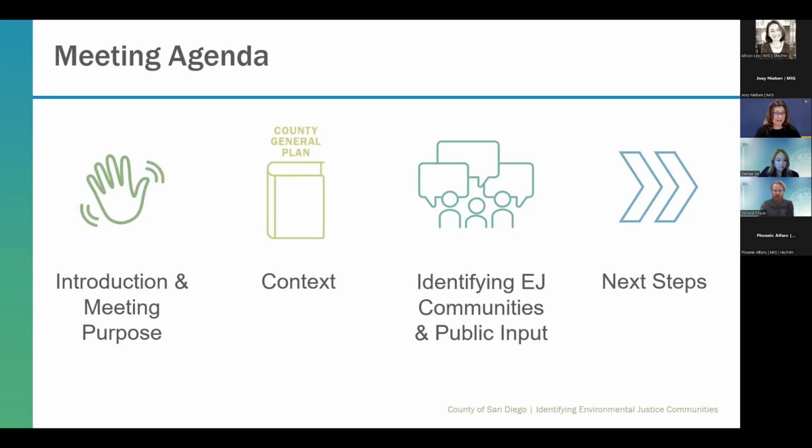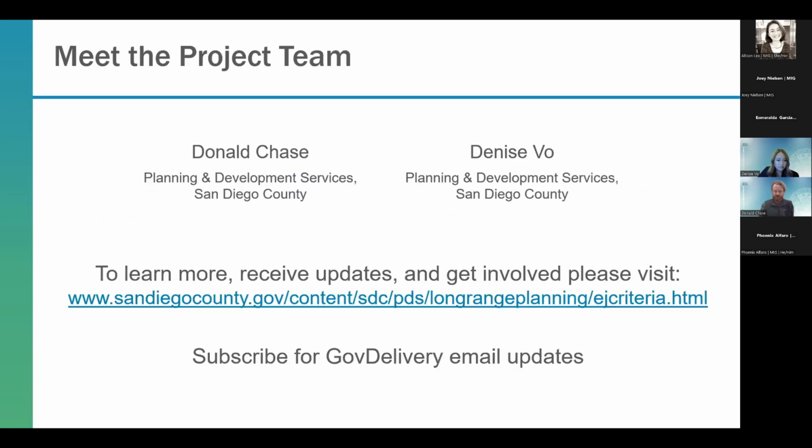Our agenda for tonight includes an introduction to the team, some context and understanding the purpose of tonight's meeting, discussion of our main task, which is the identification of environmental justice communities and the role of public input in the process, and next steps, including upcoming workshops and how to continue to be engaged. Again, my name is Don, and I'd like to introduce you to some of my colleagues on this project. So here today with us also is Denise Vo with the County of San Diego.